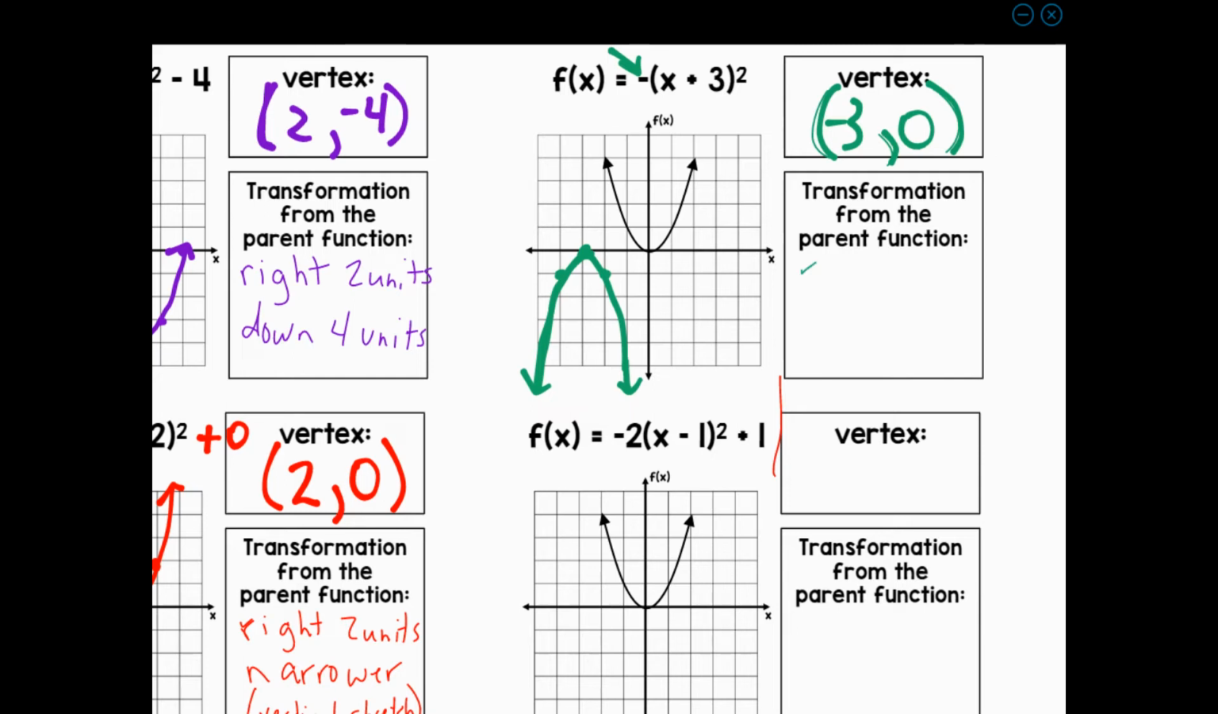So for this one, we would say it reflected. That's R. Reflected. Okay. And it went which direction? Left. Left 3 units. It didn't shrink or widen or get narrower or anything like that. So those are the 2 changes that happened for this one.